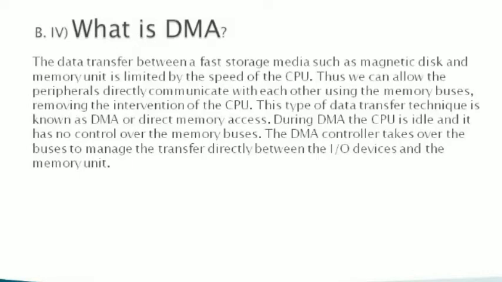So data transfer between fast storage media such as magnetic disk and memory unit is limited by the speed of the CPU. Thus, we can allow the peripherals to directly communicate with each other using the memory buses, removing the intervention of the CPU. This type of data transfer is known as DMA.